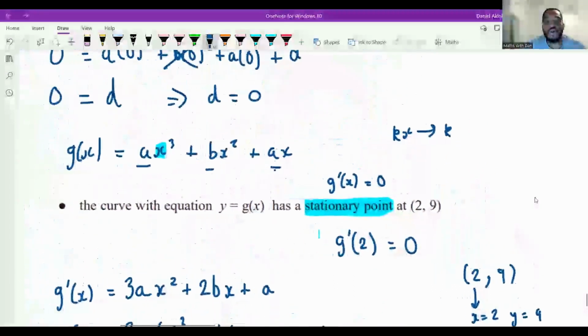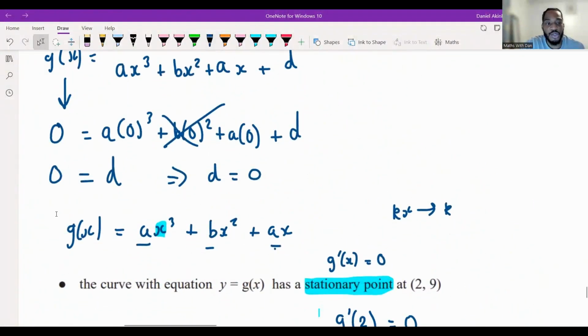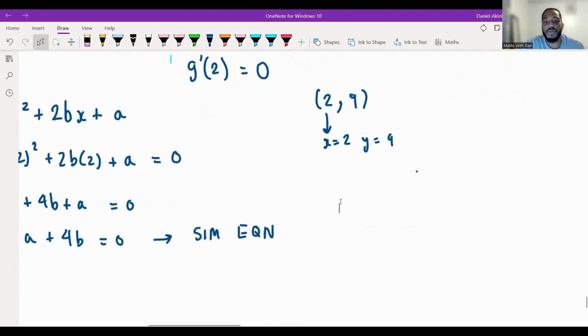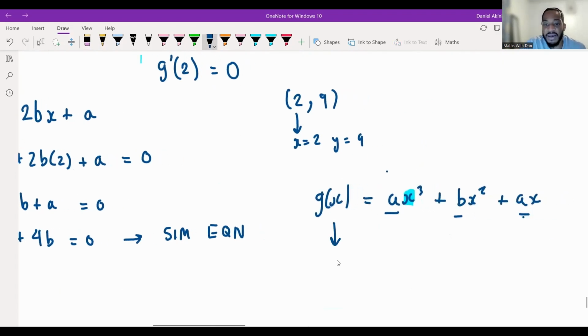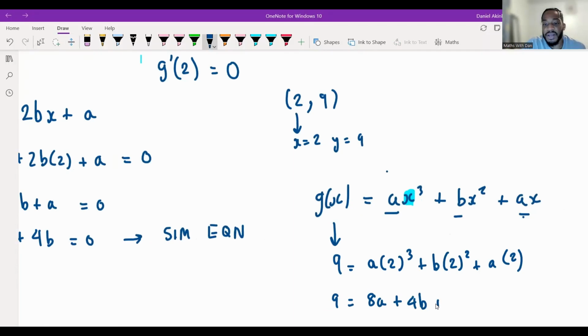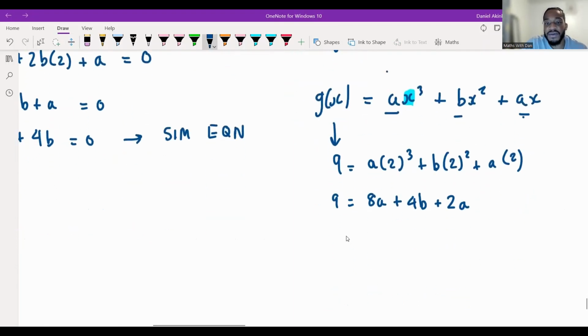So remember your original curve, which was this here. When I plug in x equals 2 into this, I should get 9 out. So we can actually make another simultaneous equation with that bit here. So I'm going to say, well, fine, this is going to be 9 here. And then I'm going to have a lots of 2 cubed plus b lots of 2 squared plus a lots of 2. Tidying this up, it's going to be 9 is equal to 8a plus 4b plus 2a. And if I tidy this up, 8a and the 2a is 10a. So 10a plus 4b.